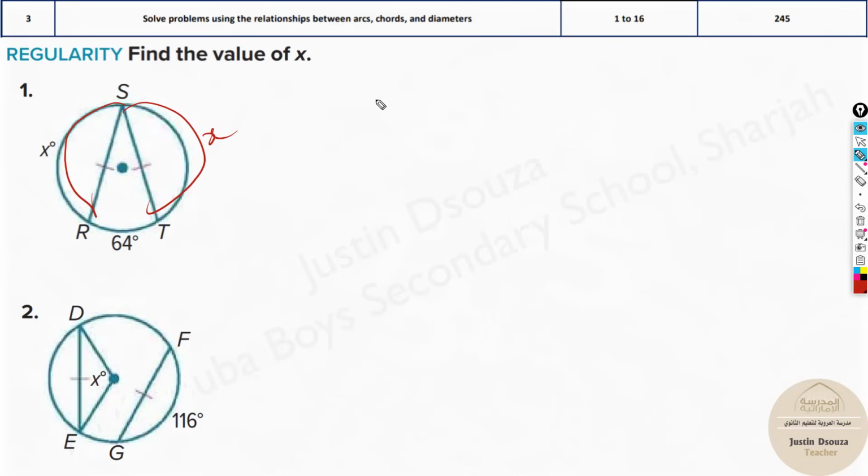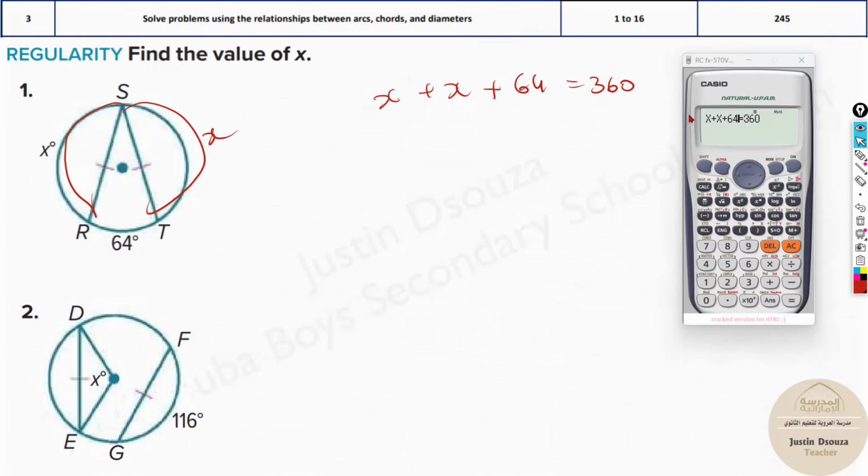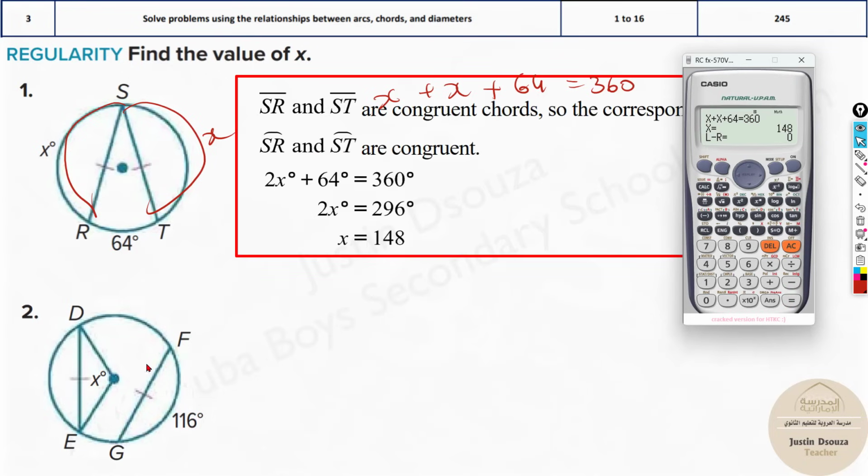Now then, if we equate x plus x plus this angle 64 degrees must be equal to 360. Now use the calculator and solve. Here I have typed this as it is in the calculator. You just press shift and solve and press equal to, then you get the answer. It's 148. That's the answer.